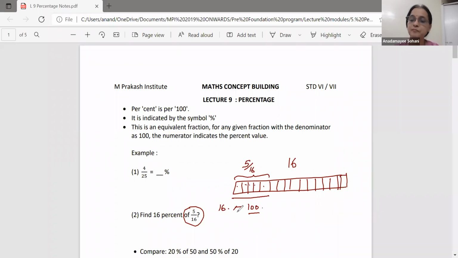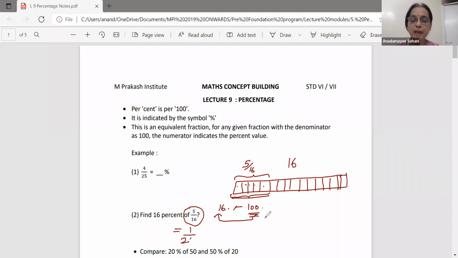Understood the meaning? I made 16 parts. I took 5 out of them. That is my 5 upon 16. And that 5 upon 16 I made into 100 parts. And out of that, I'm choosing 16 parts. And my answer is coming 1 upon 20.